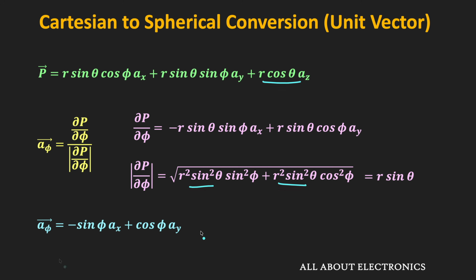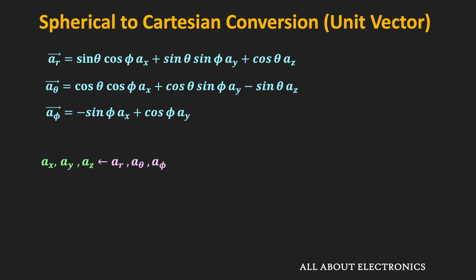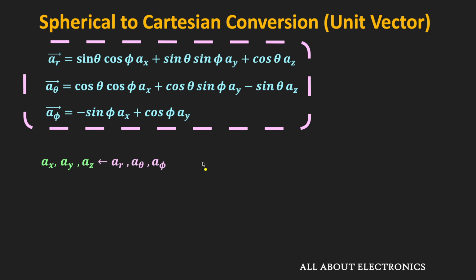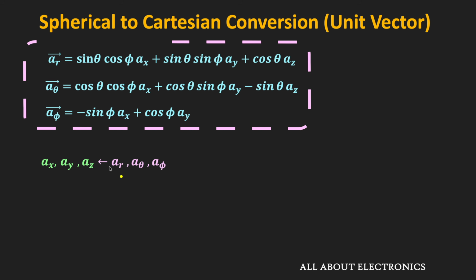So in this way, we got the expression of the unit vectors AR, A theta and A phi in terms of the unit vectors ax, ay and az. So similarly, now let us see the other way around and let us find the relationship between this ax, ay and az in terms of AR, A theta and A phi. So here, since we already know this relationship, so for finding that, we will use the projection method.